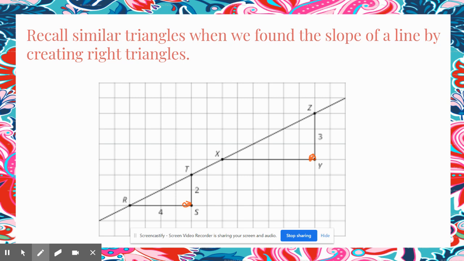Things that make them different is obviously the size. So size is different, but the angle measures are going to be the same, and the shape is the same.